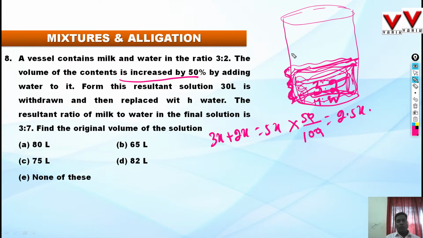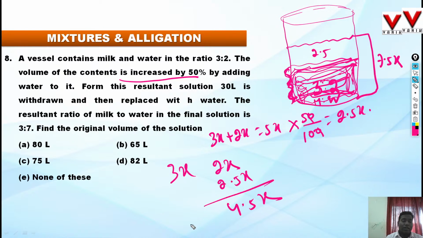Initially it was 5x. After adding 50% water, the volume increases to 7.5x. So 2.5x increase is only water. 3x is milk, 2x is water, then 2.5x added water makes 4.5x water, and 3x milk. So 3x milk, 4.5x water. Clear?